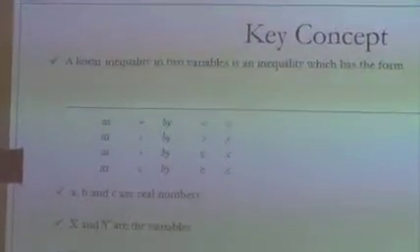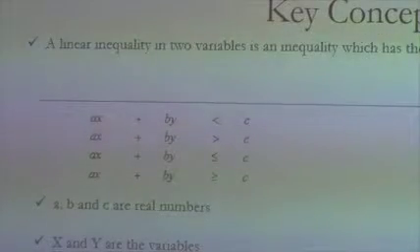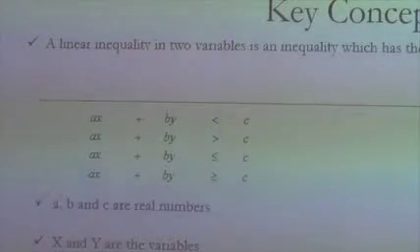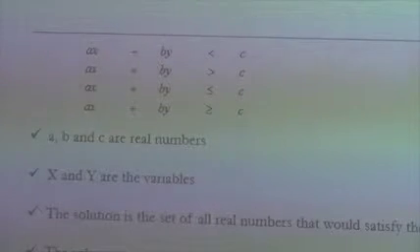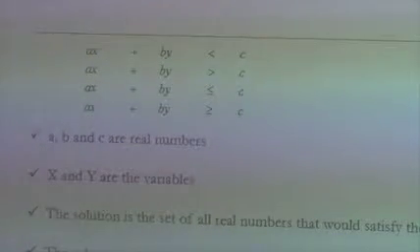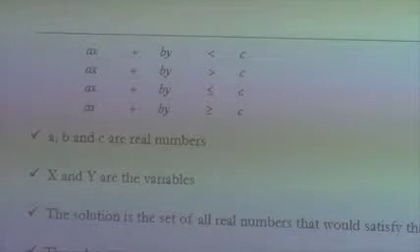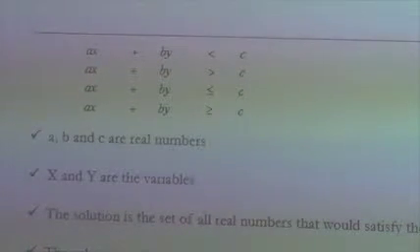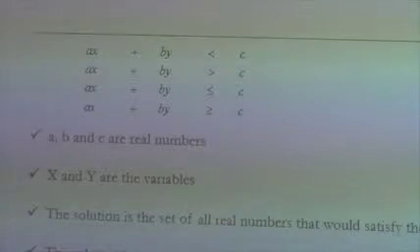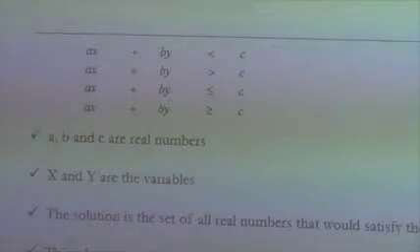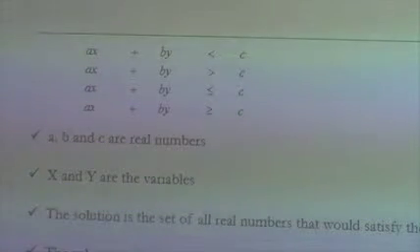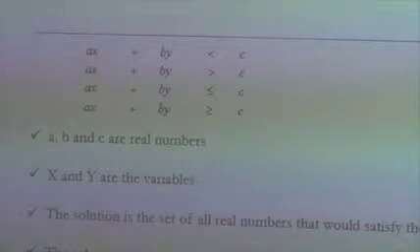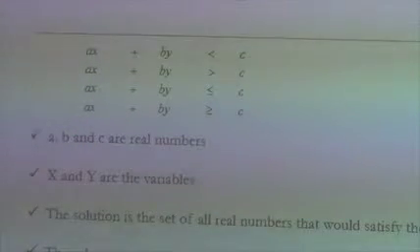It is in two variables because the variables we have here are x and y, and we know that a, b, and c are basically constants. They are real numbers. So what would be the solution of a linear inequality in two variables? Well, to find the solution, we're going to graph the line representing the boundary of that linear inequality on the xy plane. And the solution would be the part of the plane containing all sets of ordered pairs that satisfy that inequality. So how do we do it?